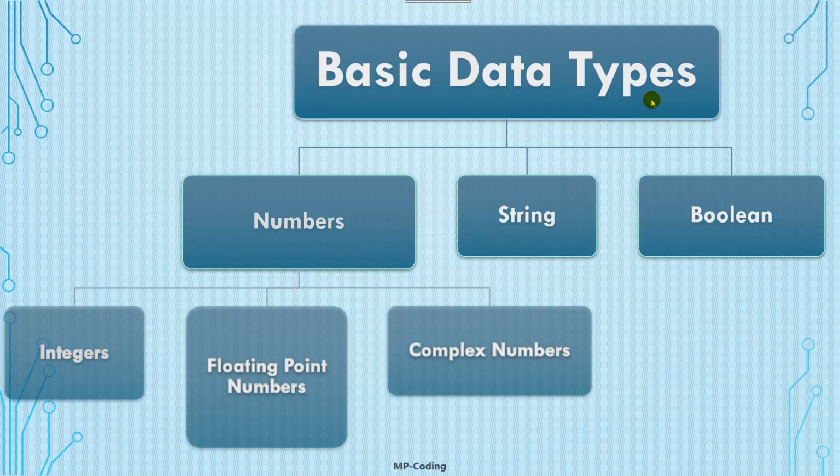Basic data types. Basic data types mainly we can divide into three parts. First one is numbers, second one is string, third one is Boolean. Again, numbers we can divide into three groups. First one is integers, second one is floating point numbers, third one is complex numbers. So let's identify them one by one.